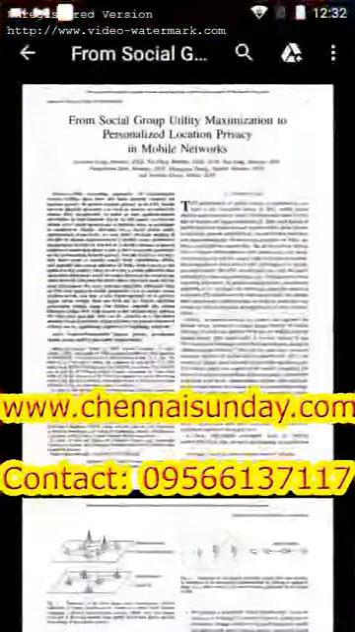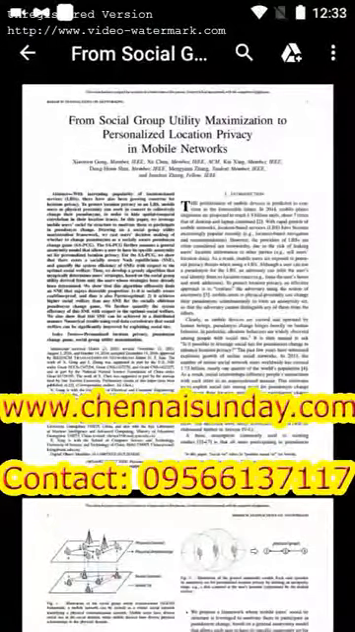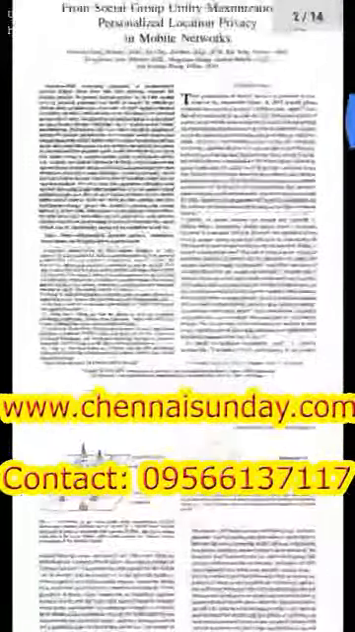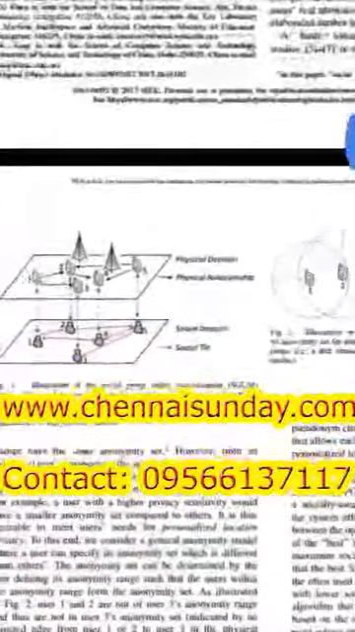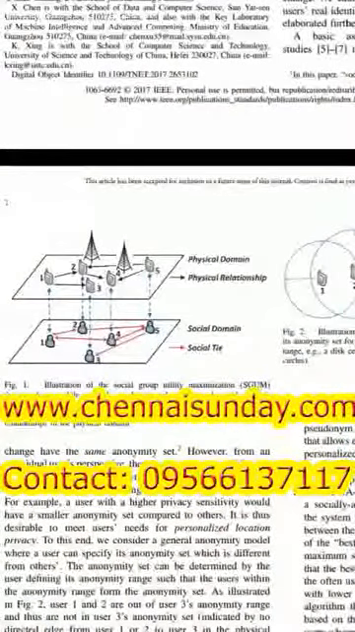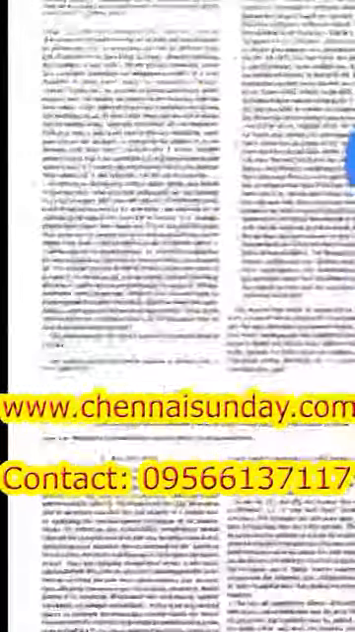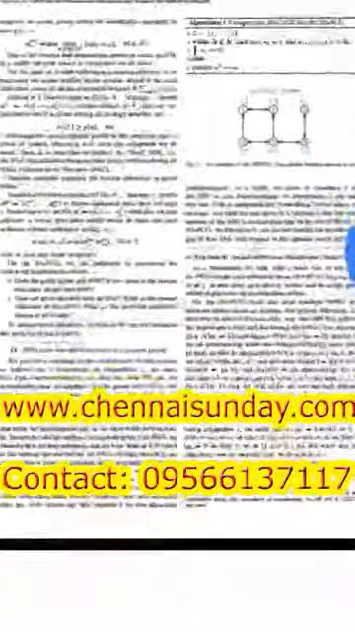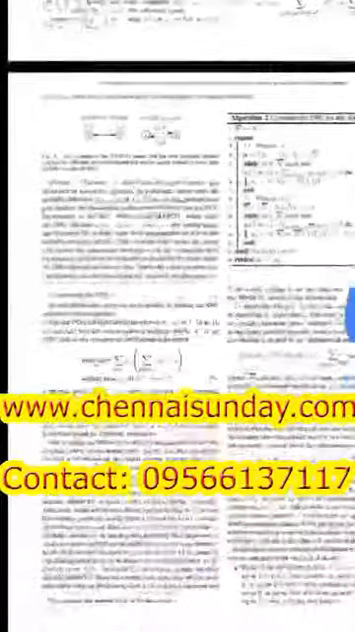Today we are going to see the project on the topic from social group utility maximization to personalized location privacy in mobile networks. This is the basic structure for the project. Now we are spotting the physical domain, physical relationship, social domain, and social relationship, which are all different layers. Now let's implement this in our project. Let's see how to do this.